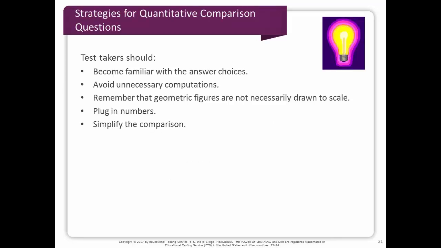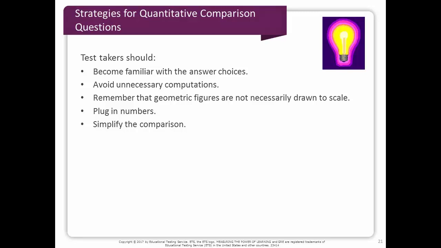Become familiar with the answer choices. Quantitative comparison questions always have the same answer choices, so get to know them, especially the last choice. The relationship cannot be determined from the information given. Never select this last choice if it's clear that the values of the two quantities can be determined by computation. Also, if you determine that one quantity is greater than the other, make sure you carefully select the corresponding choice so as not to reverse the first two choices.